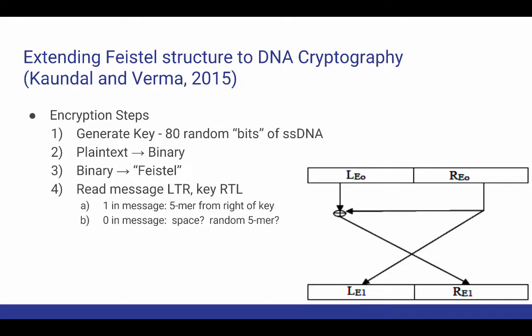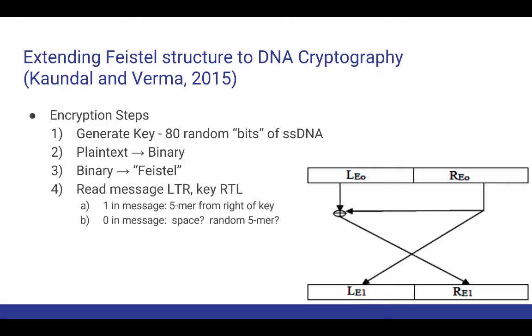So the third paper is a little different from the first 2, where they send a physical copy. This one, the DNA is just used as a random number generator, and you use it to get 80 random bits of single-strand DNA as your key, and then you convert your plain text into binary, and then on the binary you perform the Feistel structure, where you cut it in half, XOR it, and reconcatenate it.